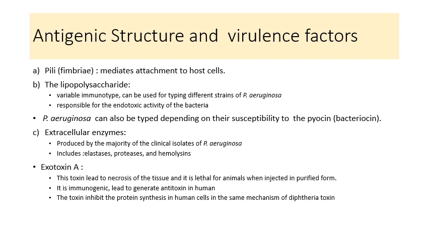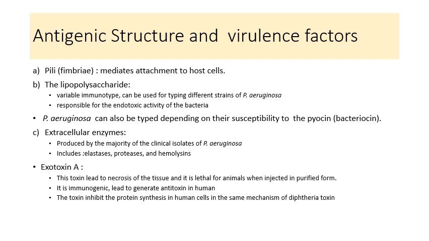Also the lipopolysaccharide, which is a variable immunotype. This is part of the cell wall, and the antigen is variable, in a similar way to the O antigen in other enteric bacteria. So we can use this antigen for typing the different strains of Pseudomonas aeruginosa. So we have variable immunotypes and variable structures of this polysaccharide. This is also responsible for the endotoxic activity of the bacteria, as we mentioned, as it is a part of the cell wall.